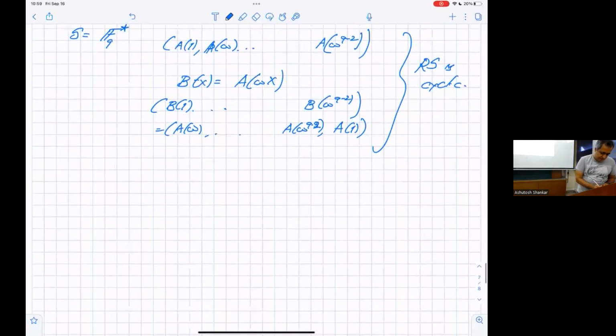Parity check. So now let's look at one more: the parity check representation.